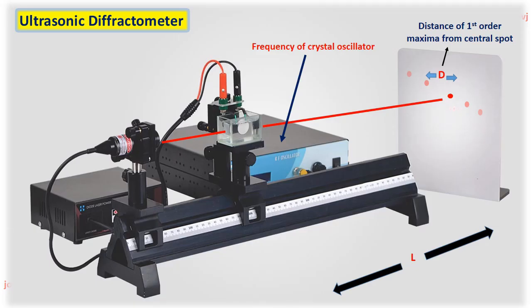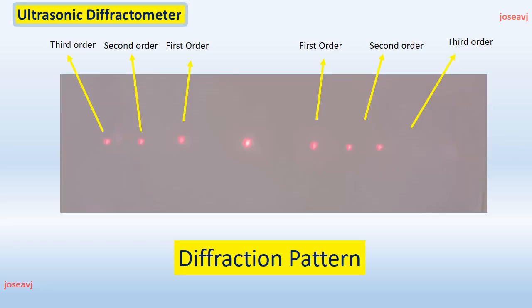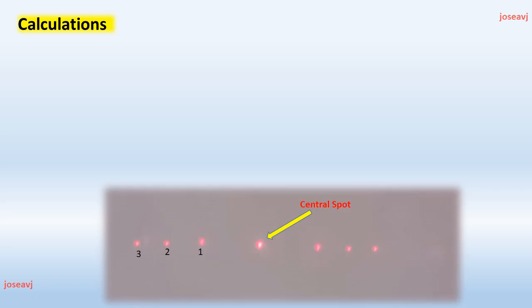Find the distance of first order from the central spot, and also find the distance between the screen and the grating. To find the diffraction angle corresponding to first, second and third order, what we do is we take the trace of the diffraction pattern on a paper. By placing a paper on the screen, we mark the diffraction pattern corresponding to different orders.